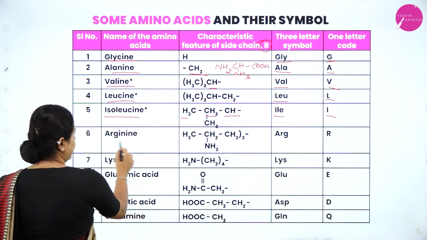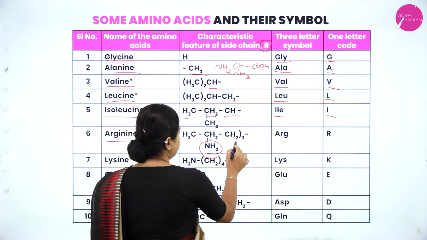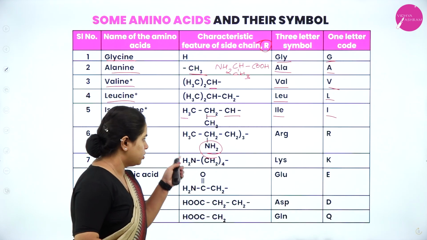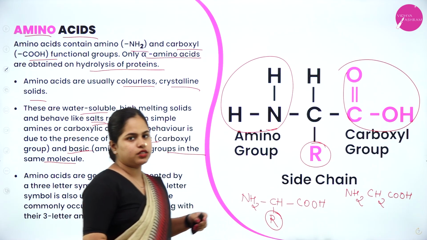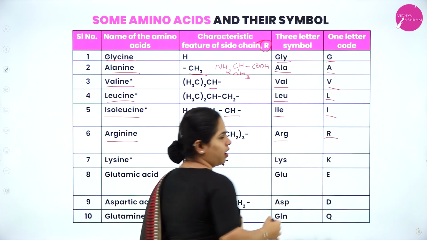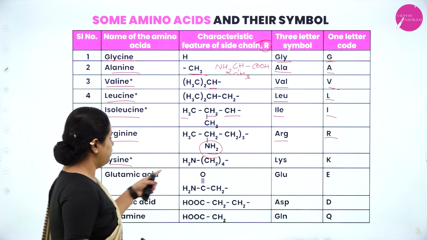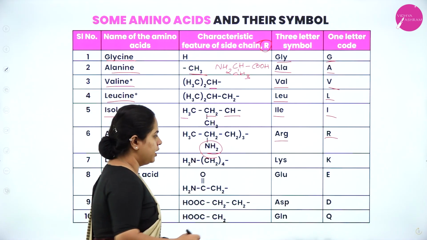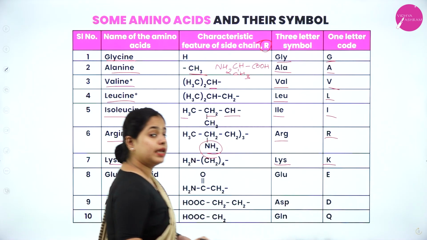Next, arginine, it is CH3, CH2, NH2 and CH3 and CH2 thrice. So whatever you are going to see, this will be substituted in this R. So that is called arginine, and it is represented as ARG or R. Moving on to the next one, lysine. This is also very important. You have NH2, CH2 4 times in the place of this R, right? So it is represented as LYS or K, right?